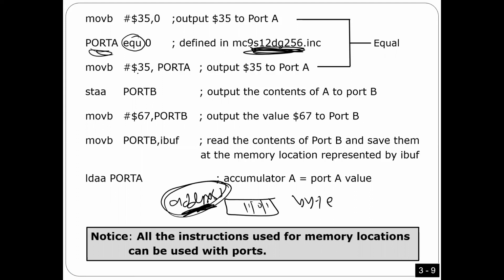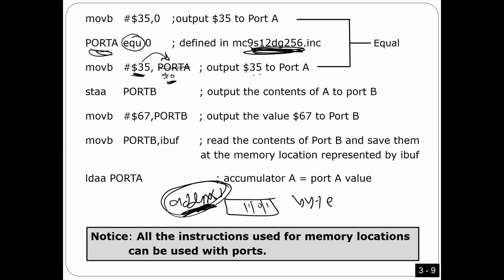For example, here, if I say move, so again, here I'm gonna say move 35 to port A. Okay. Actually, don't be confused. Port A is gonna be replaced by address. It's exactly like a memory location. That means I'm gonna write number 35 to the byte that has the address 0.